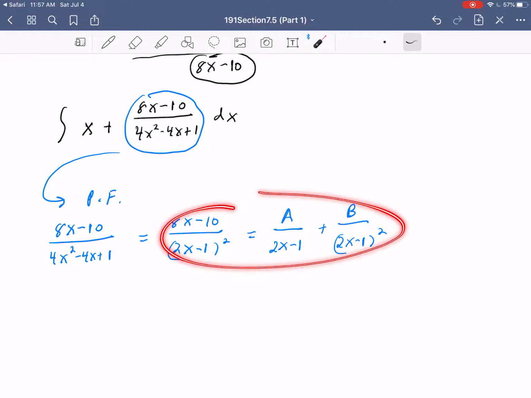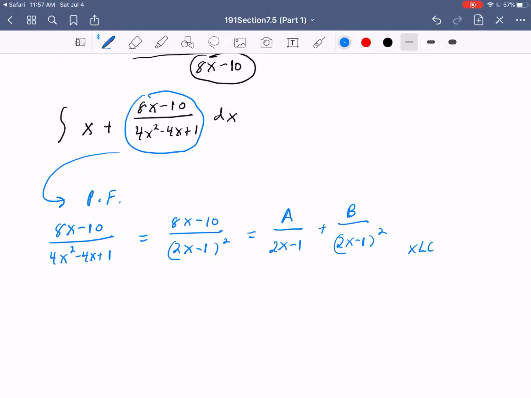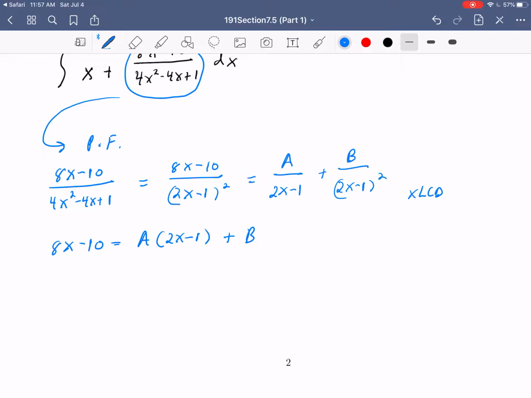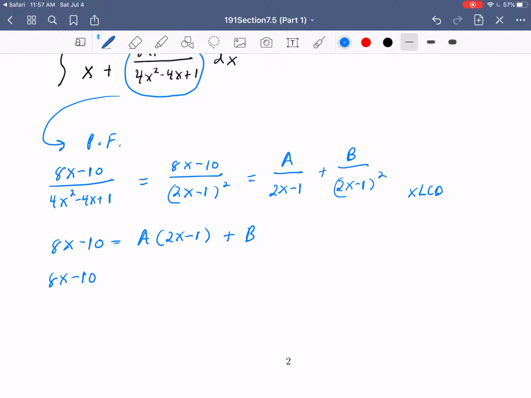The easiest way to do this is to multiply by the LCD, which is just this denominator here. So we get 8x minus 10 equals A times (2x minus 1) plus B. If we multiply that out, we get 8x minus 10. Instead of multiplying out, you could get one of these for free by plugging in the root here. Let's let x equal 1/2. Why are we choosing 1/2? Because that's the root for this linear factor, and it'll cause that to be 0.